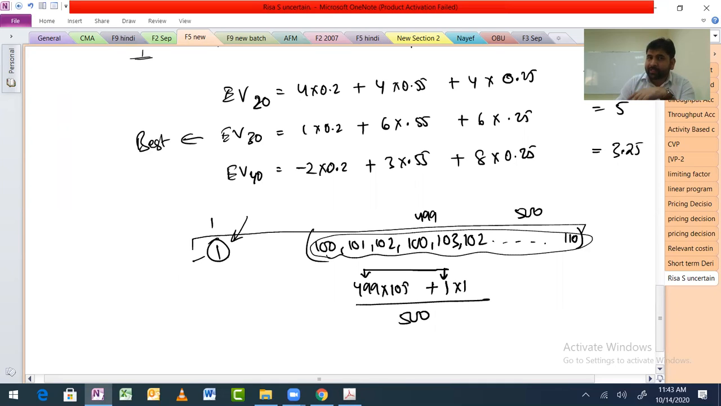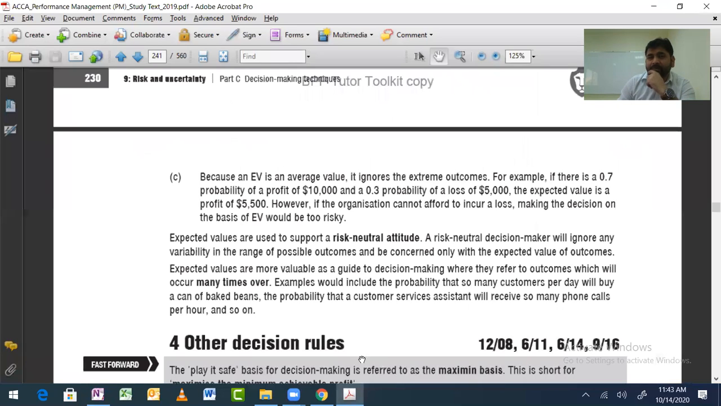It may happen that you will end up getting this one. Then what will you do? This is a possibility, right? You can't say, okay, just forget about this, let's concentrate from here only. This is also one of the possibilities. This is what they're trying to tell you here, that even if there is a remote chance, there is a chance, right?